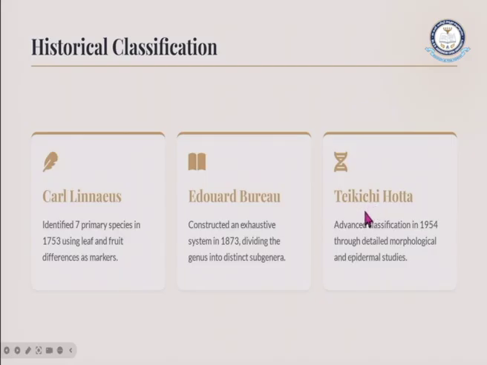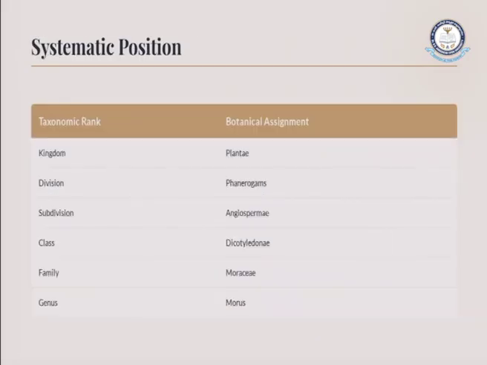Then we have Takechi Hotta, who made an advanced classification in 1954 through detailed morphological and epidermal studies. So the above three scientists helped in the advancement of morphology, and in defining, identifying and classifying the species. Then we have the systematic position of the mulberry.